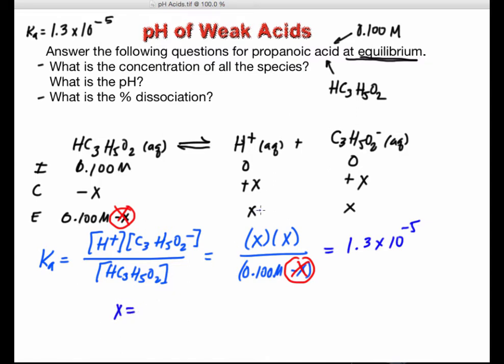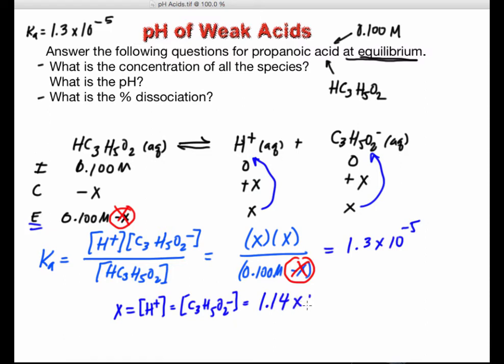Now keep in mind what x is equal to. X is equal to the hydrogen concentration and the propanoate at our equilibrium point. So that's exactly what we want. Hydrogen concentration equal to our propanoate, which is C3H5O2 minus. So when you solve for x, which I'm assuming you guys can do, I'm going to end up with 1.14 times 10 to the minus 3rd molar. Okay, so that's the answer to the first question that I have.